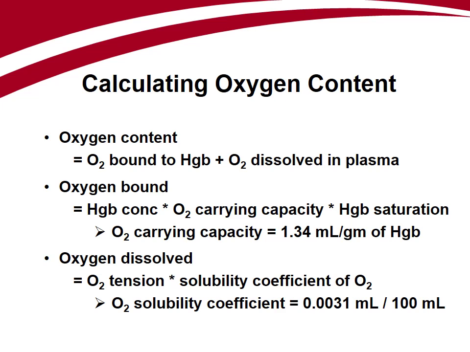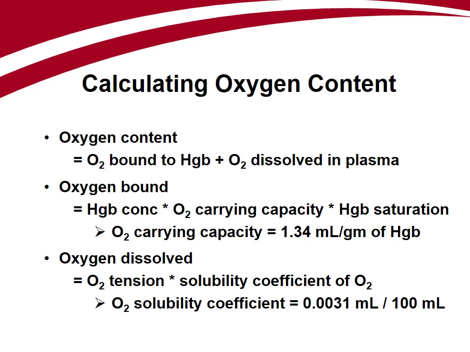Let's begin by learning how to calculate the content of oxygen at any point in the body. Oxygen in the bloodstream exists in two forms: that which is bound to hemoglobin and that which is dissolved in plasma. 98% of oxygen in the blood is bound, while only 2% is dissolved. The amount bound is dependent upon three factors: the hemoglobin concentration, the oxygen carrying capacity of hemoglobin, and the degree to which the hemoglobin is filled with oxygen, or its percent saturation. For humans, the oxygen carrying capacity of hemoglobin is 1.34 milliliters of oxygen per gram.